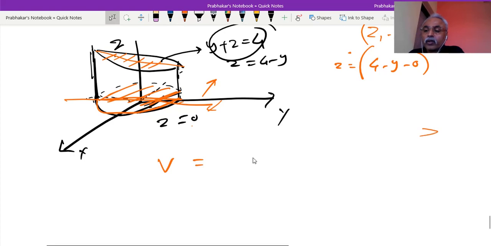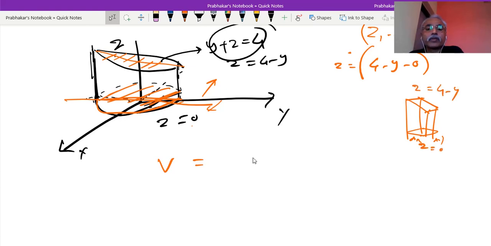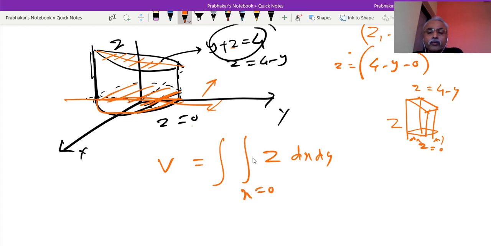Volume is nothing but, on whatever dx dy there is, you have to put a pillar of z. Here z is slanted: one z is 0 and the other z is 4 minus y because of this plane. So volume becomes height into area, z into dx dy, in terms of double integration. Now the limits: x equal to 0 to square root of 4 minus y square, because x square plus y square equal to 4 is the circle.